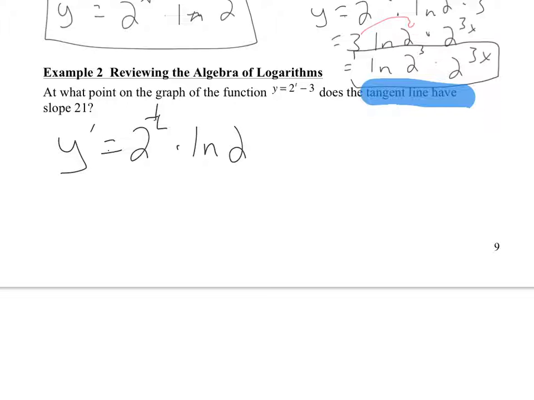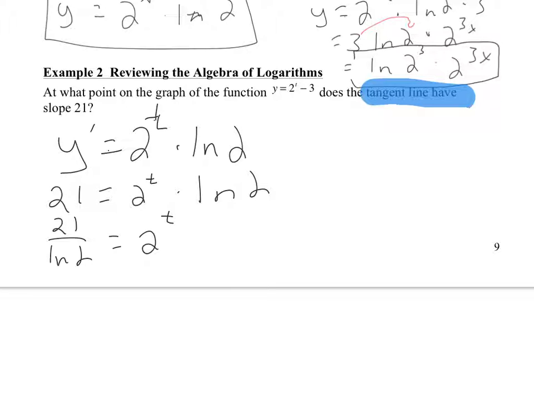I'm looking for when this 2 to the t has a slope of 21. So 21 equals 2 to the t times the natural log of 2. Okay, well, I'm going to go ahead and divide on both sides here by the natural log of 2. So I get 21 over ln 2 is equal to 2 to the t.